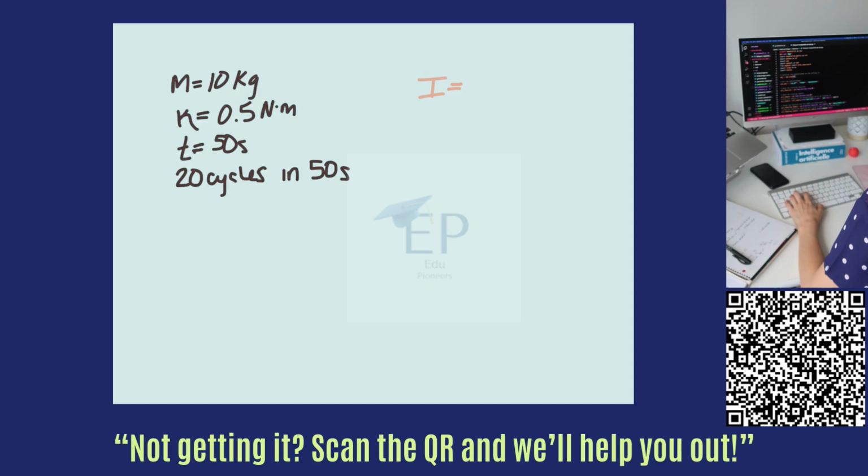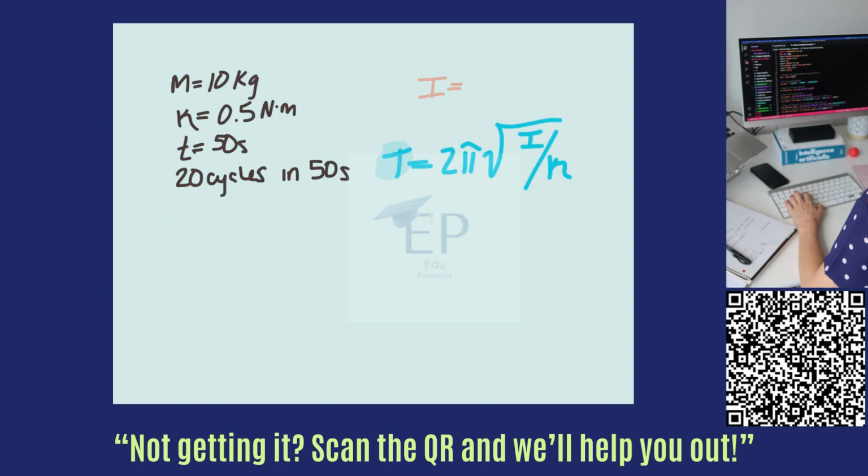So eventually we're going to be using the equation T equals 2 pi the square root of inertia divided by torsion. But before we can do that, we have to actually figure out what our period is. So we need to solve for T first. And we're going to use the information that we've been given.